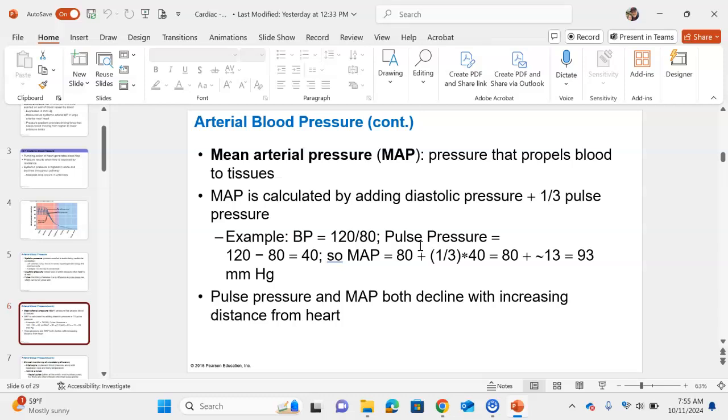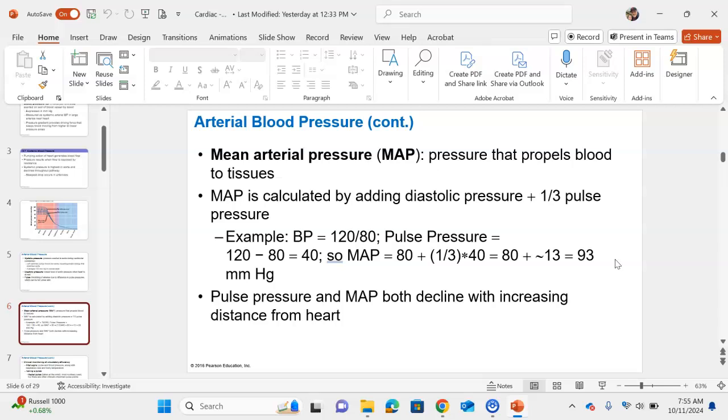And as our blood pressure changes, MAP will change accordingly, or directly. So if normal blood pressure is about 120 over 80, MAP is roughly 93 millimeters of mercury. If your blood pressure goes up to, let's say, 160 over 110, MAP will obviously be higher. If your pressure drops to 90 over 50, MAP drops as well. So MAP changes directly with our blood pressure.